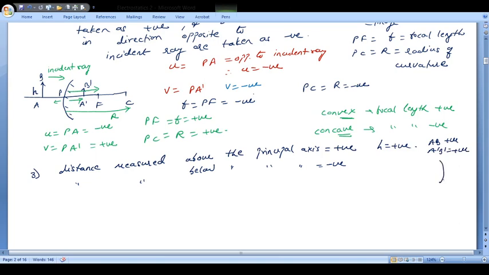But if you have a concave mirror, if this is AB and let us suppose I get A dash B dash here below, so in this case what will be A dash B dash? A dash B dash is going to be negative and AB is going to be positive. So distances measured above the principal axis are going to be positive and below they are going to be taken as negative. So these are the sign conventions which we are going to follow.